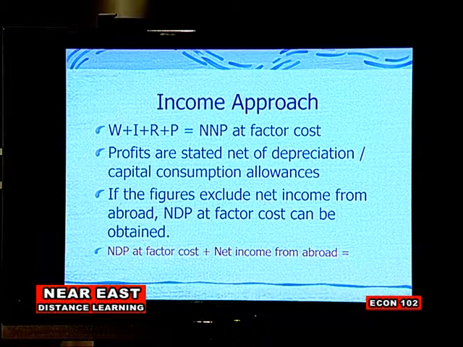The income approach is concerned with the total earnings of productive factors, like wages, interest, rent, and profits. That will give NNP, net national product, at factor cost. Aggregating all this gives what is called national income. Then the other approach is the output approach, which measures the total value of goods and services produced in the economy, as we explained earlier. And the last of which is the expenditure approach.